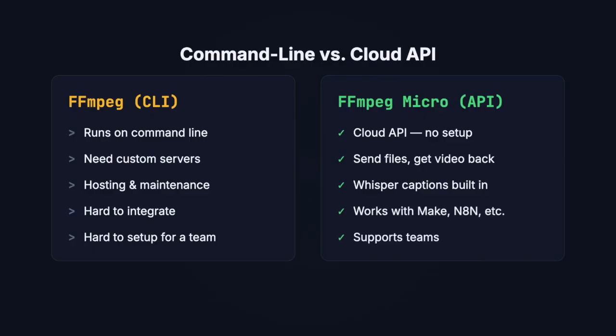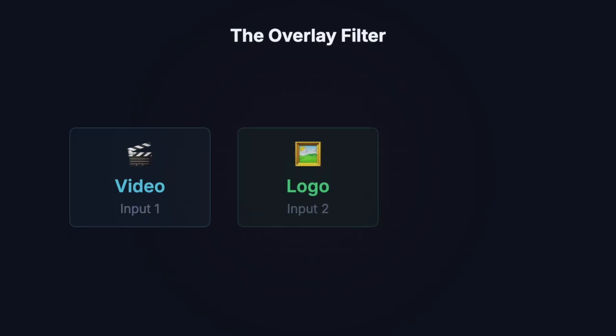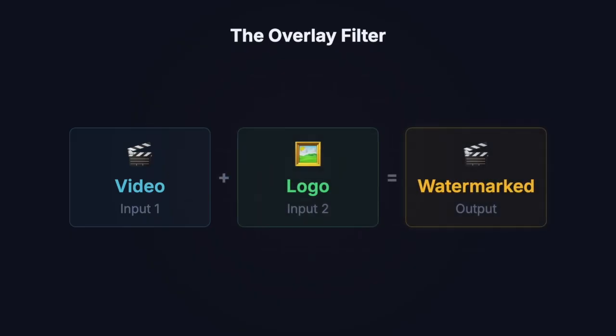That's why I built FFmpeg Micro. It's a video processing API. You send it your files, tell it what you want to do with an FFmpeg filter, and it sends back the finished video. No installations, no servers to manage. For the watermark, we're using one specific filter called the overlay filter. It takes 2 inputs, your video and your logo, and composites the logo on top of every frame. That's the same filter that 90% of watermark tutorials use, except the API runs it for you in the cloud.